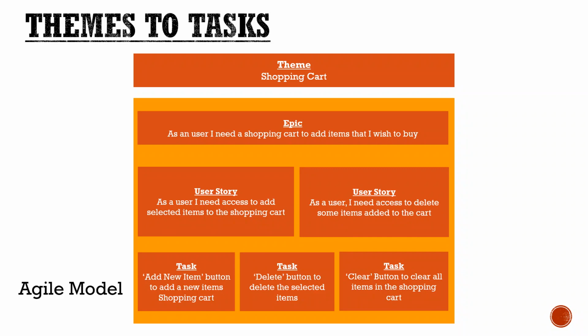These things we break into subtasks. What am I going to add? I'm going to add a new item button. For adding a new item, I need to have a new item button in the shopping cart. Next, a delete button to delete items from the cart. Then a clear button to clear all the items of the cart. Suppose I need to completely delete all the items of the cart, then I need a clear button. So this is another example of theme to task for the agile model.